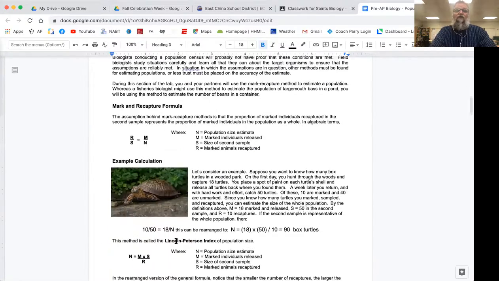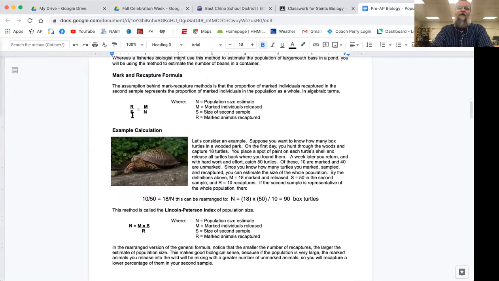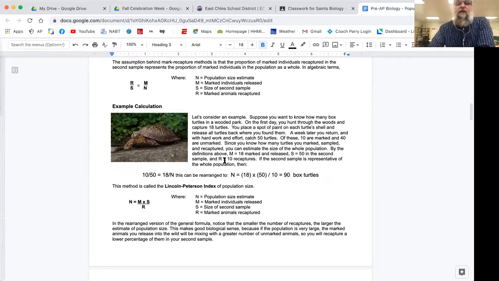So here's the formula. And it tells you what each of these variables stands for. So we've got a practice problem here. In this practice problem, it says, let's consider an example. Suppose you want to know how many box turtles are in a wooded park. On the first day, you hunt through the woods and you capture 18 turtles. You place a spot of paint on each turtle's shell and release all turtles back where you found them. So first time we're catching 18 turtles and we're marking them with a paint spot. That's our M, marked individuals released. That is our M value.